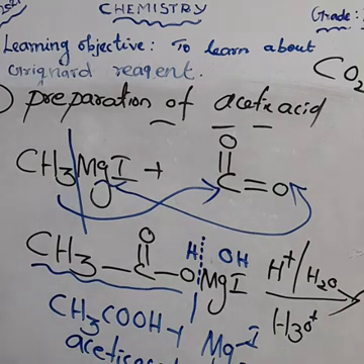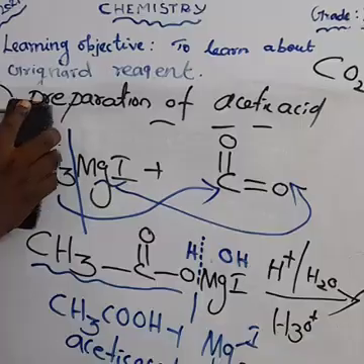Okay, so the four synthetic uses we learned. One is the preparation of primary alcohol. The second is the preparation of secondary alcohol. The third is the preparation of tertiary alcohol. The fourth is the preparation of acetic acid. The next one is preparation of methyl cyanide.